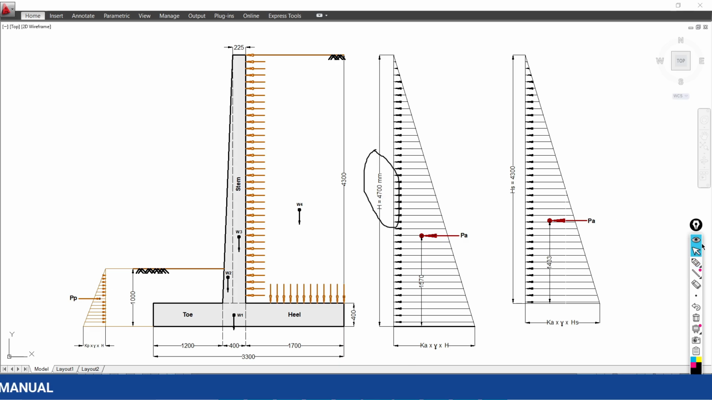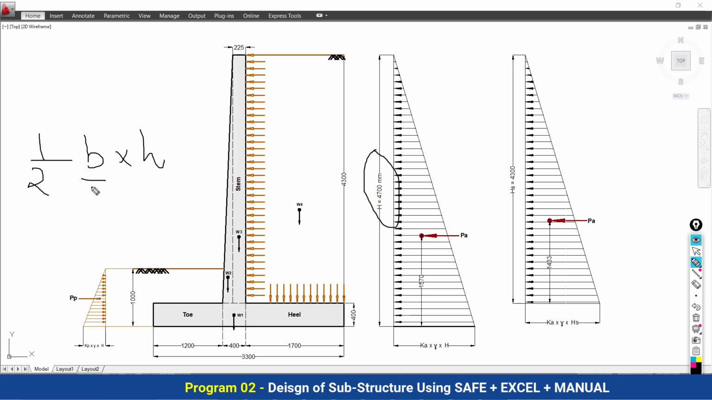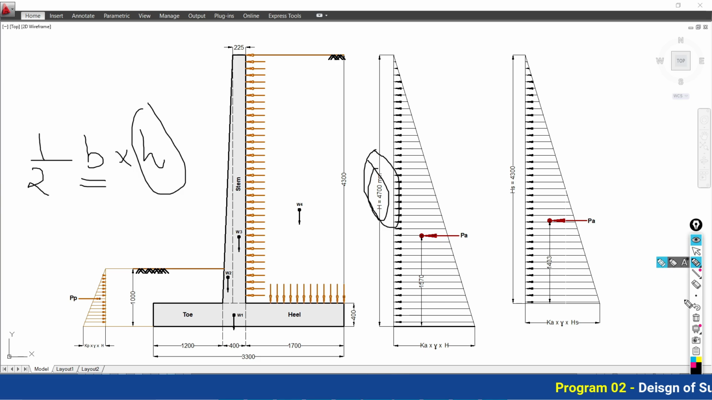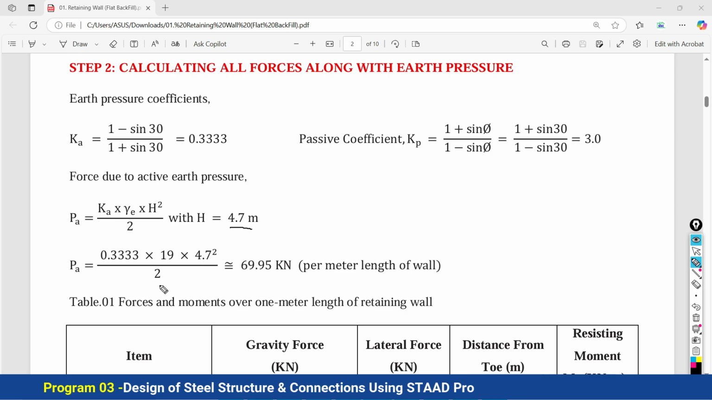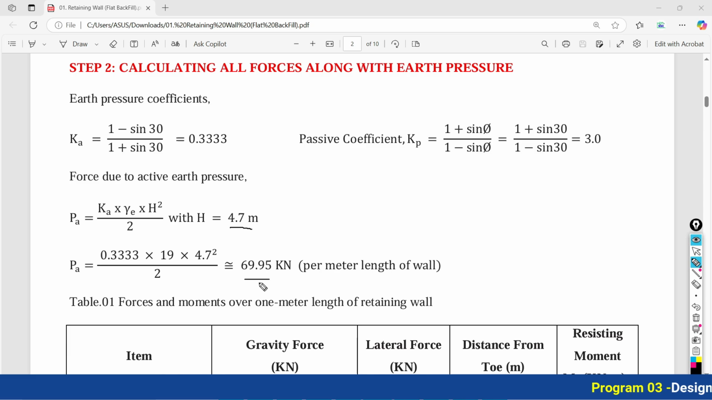So in this calculation, the area of the triangle, you know very well how to calculate: 1 by 2 base into height. Your base is Ka gamma H, and height is your total height of the wall. So this formula I am going to put here to calculate the Pa force: 1 by 2 Ka gamma H square, where H is equal to 4.7 meter. If you put all the values here, you get the force from the active side as 69.95 kilonewton. This calculation has been done over the 1 meter length of the wall.